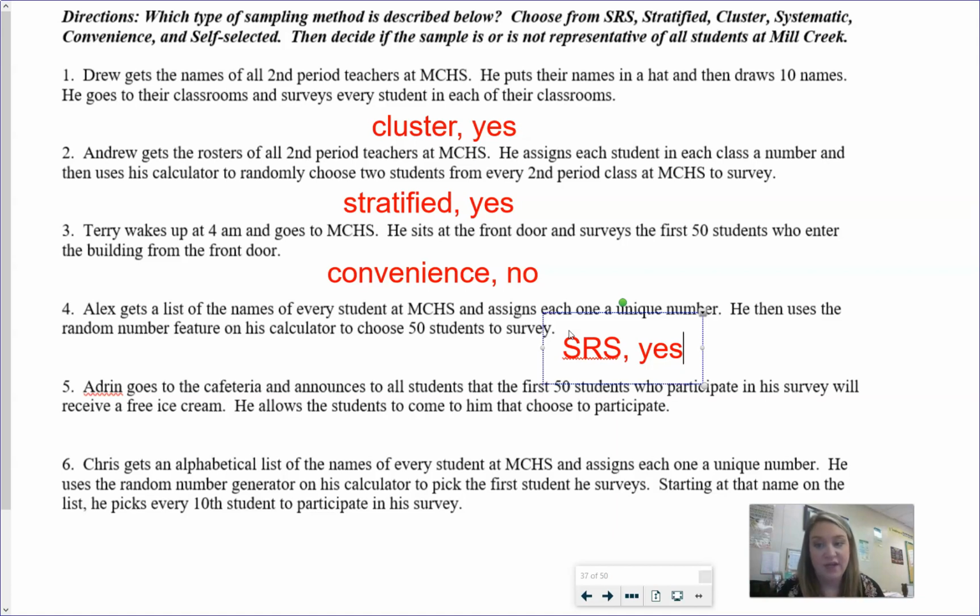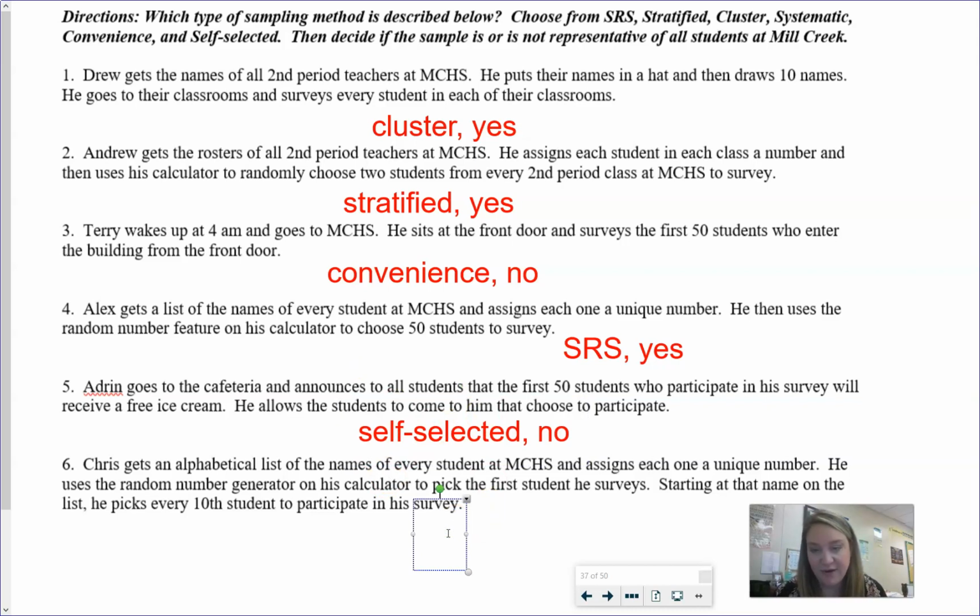Let's just say Adrian goes to the cafeteria and announces to all students that the first 50 people who participate in his survey will receive a free ice cream. He allows the students to come to him that choose to participate. So they are choosing to participate. This is going to be self-selected. They're choosing whether or not to do it. So this is not going to represent the school. Self-selected is bad.